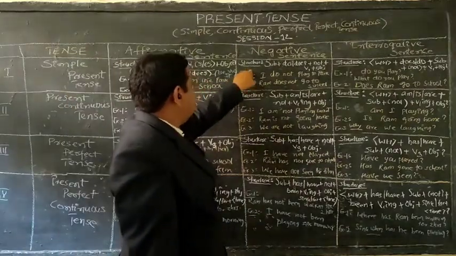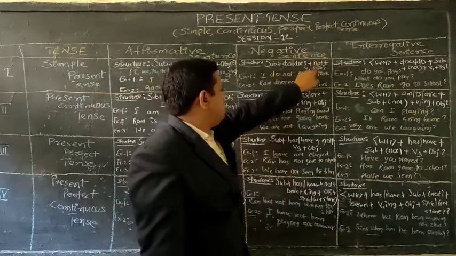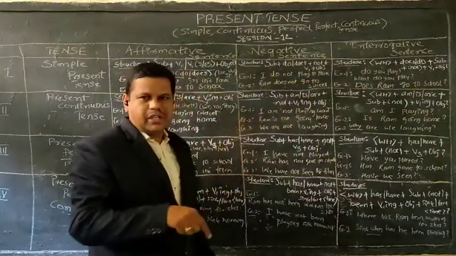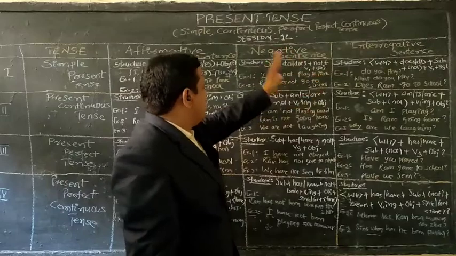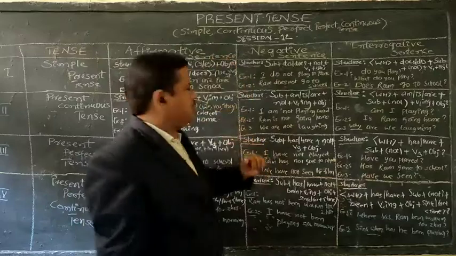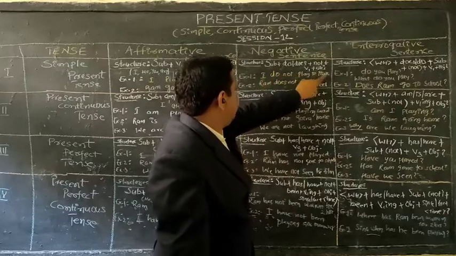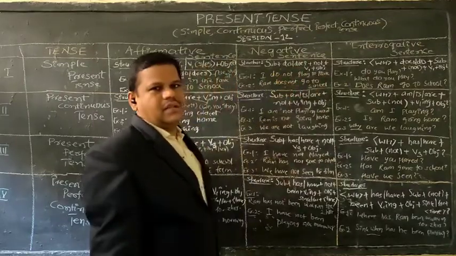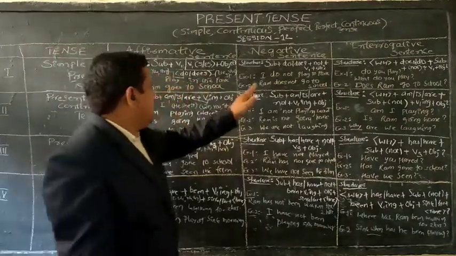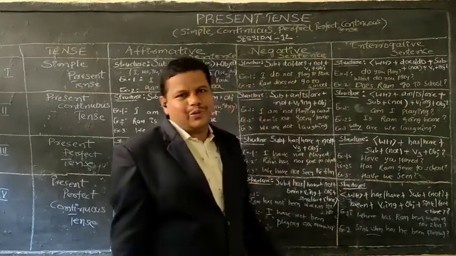Come to the second part, that is the negative sentence. The structure is subject plus do or does plus not plus V1 plus object. Here, not is very important. In all negative sentences, helping verb plus not plus the following verb plus object should be used. Example number 1, how will you write? I do not play in the park, because do or does are the helping verbs of simple present tense. Example number 2, Ram does not go to school.